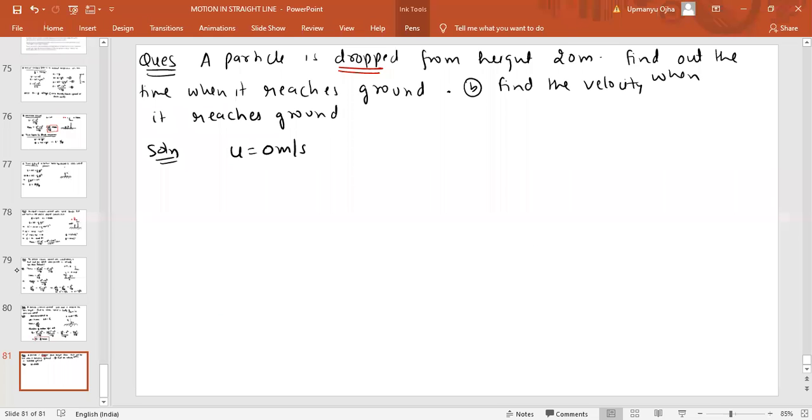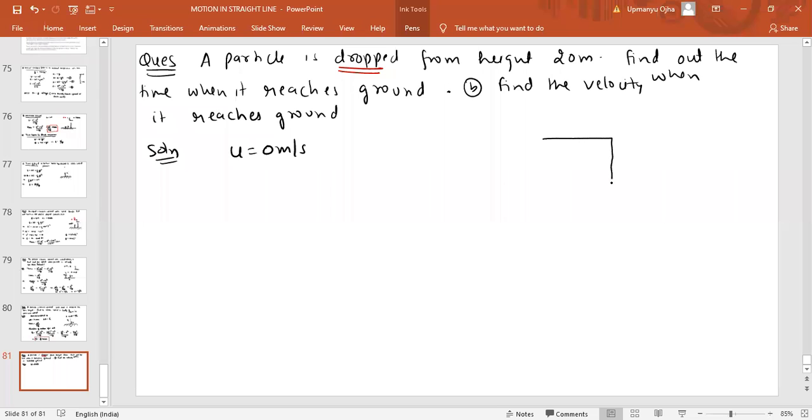Correct now? Okay. Time is 2 seconds. Very good. And speed is minus 20 meter per second. Very good. That is the correct answer. Okay.